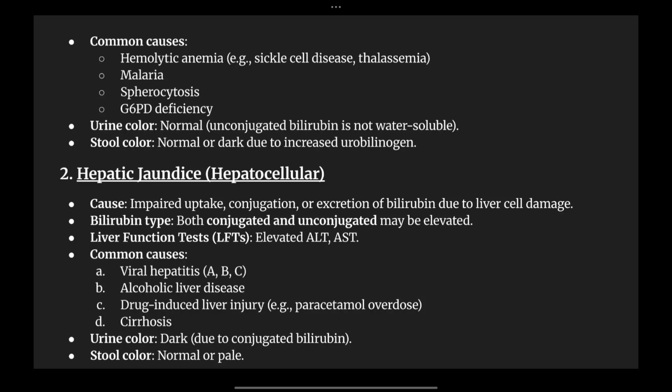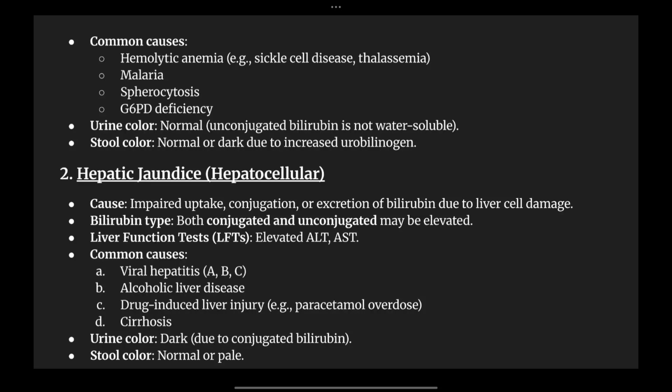So what are the causes for hepatic jaundice? It could be viral hepatitis A, hepatitis B, hepatitis C. So it can be HAV, HBV, HCV, any of them. That can be the cause for hepatic jaundice. Alcoholic liver disease as well. The people who consume alcohol might have damage of the liver cells causing hepatic jaundice.